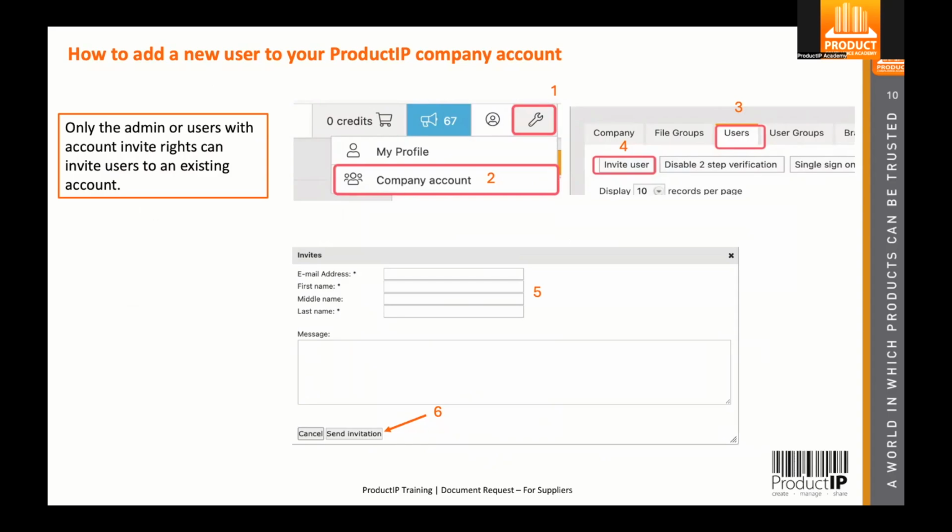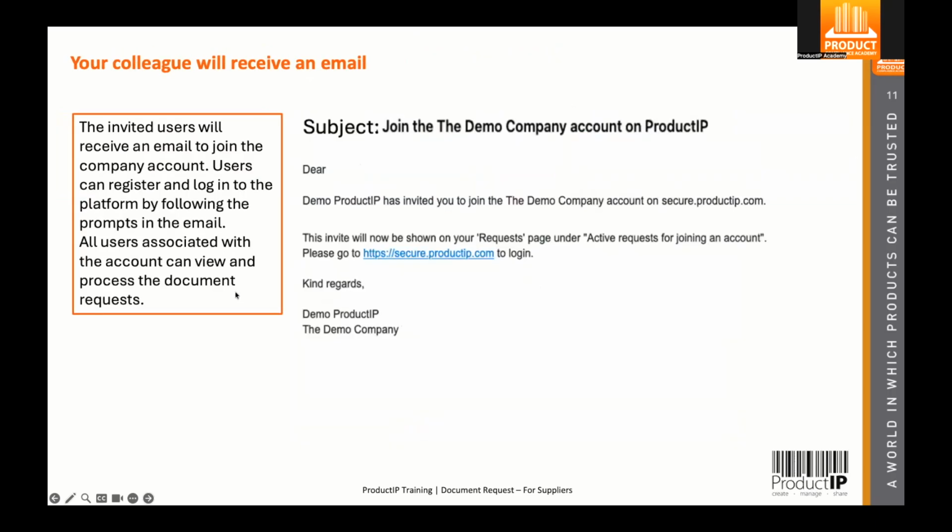So you go to the wrench icon, which is in the top right of the screen. Click company account, select users, invite user, fill out the information, type a message, and send the invitation. The colleague will receive this email that they have been invited to the company account. They can just click the link and go through the steps.